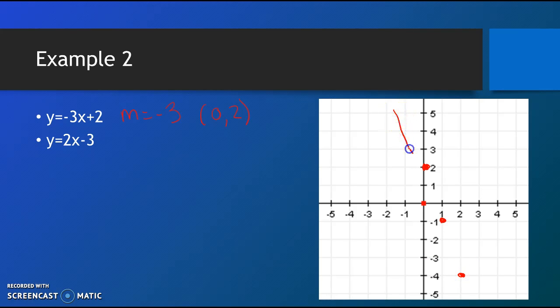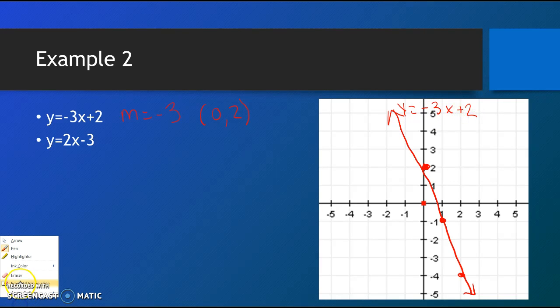There we go, and we're going to connect our points. And we're going to make sure we label our line as y equals -3x plus 2. We can go ahead and change our colors again to green. You guys can use colored pencils or even colored pens to make sure that you draw your lines in different colors so it's easier to read.